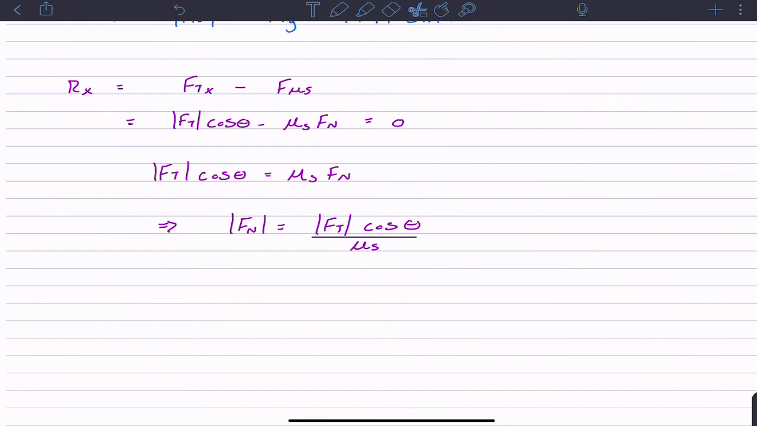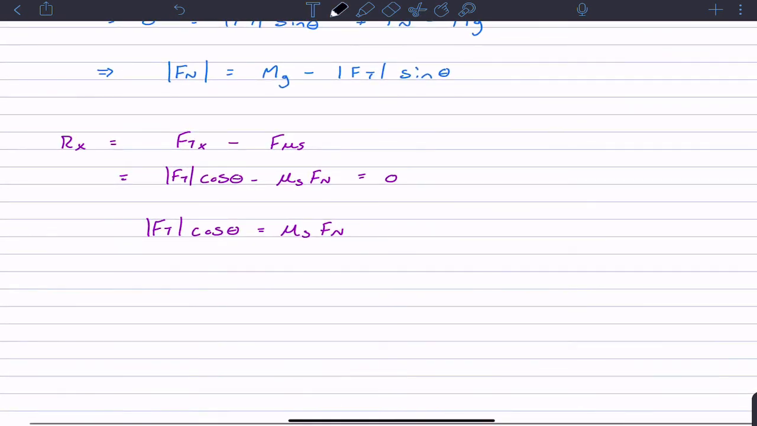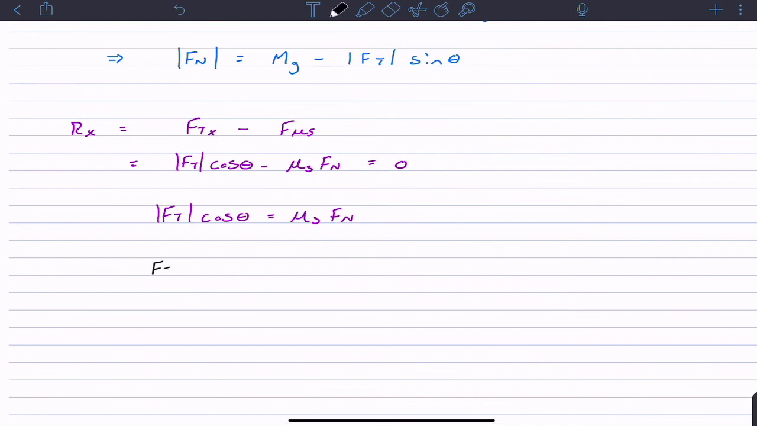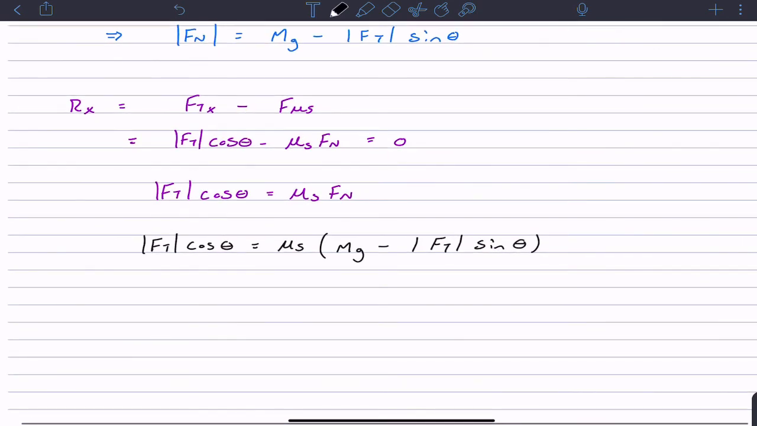No, sorry, we don't need to do that. Let's do a different thing because that's unnecessary. We already know what Fn is. Fn is this, right? So let's just plug that in. That'll make things a little bit easier. We don't need to go through that other process. So this is going to be mu sub s times mg minus Ft sine theta. Okay. So now we want to solve for Ft.